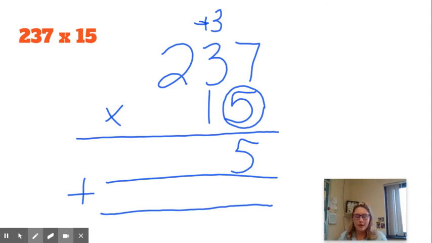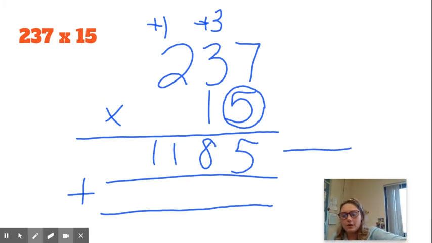Now we have 5 times 3 is 15 plus the 3 more we already have, which is 18. And we're going to carry over our 1. 5 times 2 is 10. And we're going to add our 1 to that as well. So our first partial product is 1,185. If you didn't get that answer, stop and think about where you made your mistake.